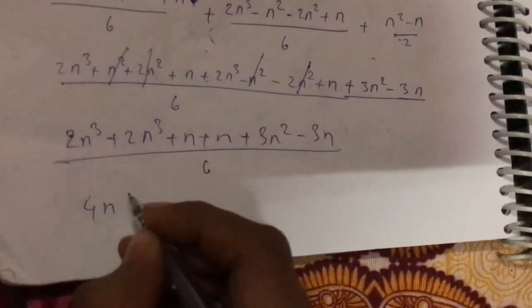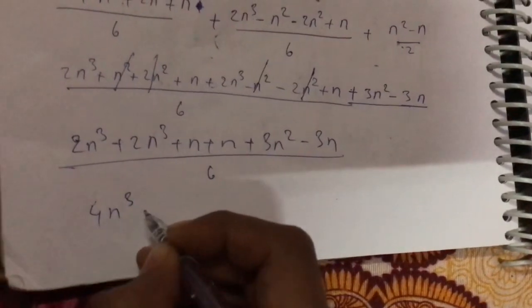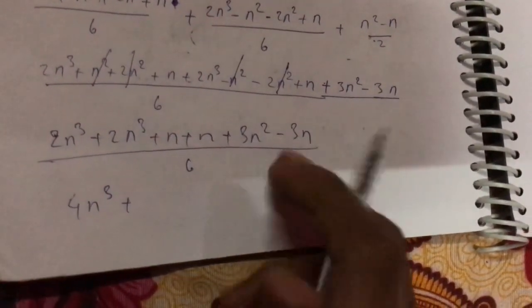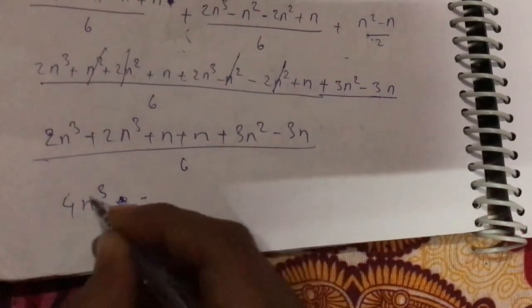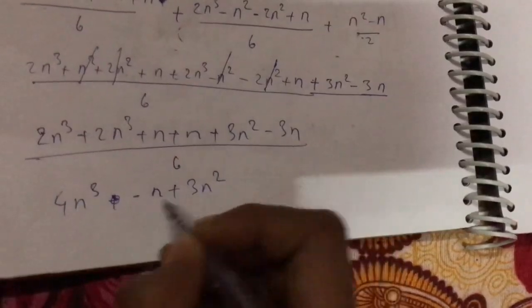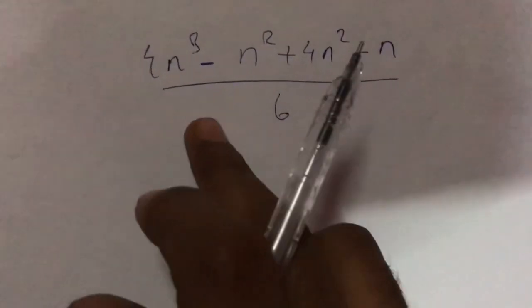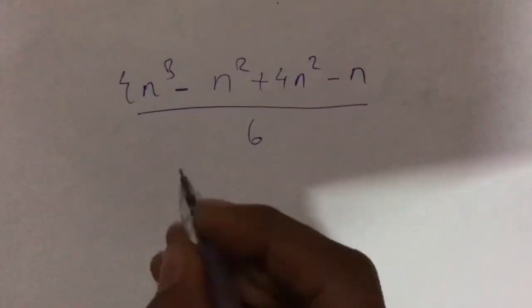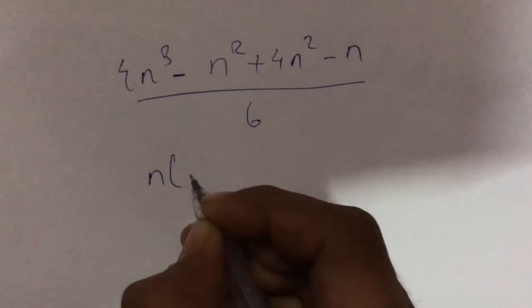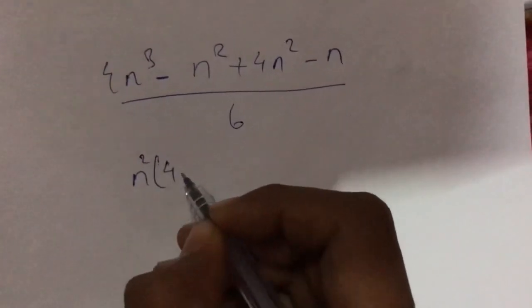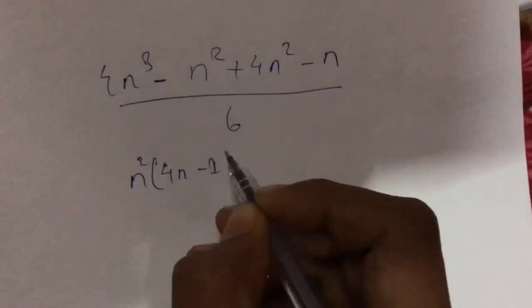So now we can add these things. So this is going to become like 4n cube, plus n is going to be 2n and minus 3n. So it is going to be 4n cube minus n and plus 3n square upon 6. Okay guys, so we can arrange that equation like this. Now we can take something common from this equation, like we can take n from this equation. This is n square. So what is going to remain here is 4n minus 1.